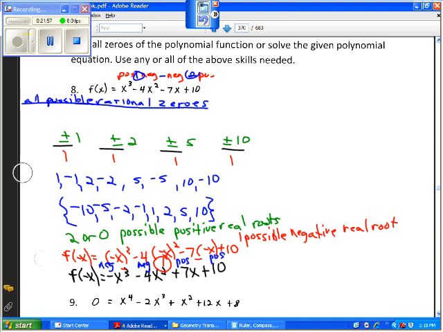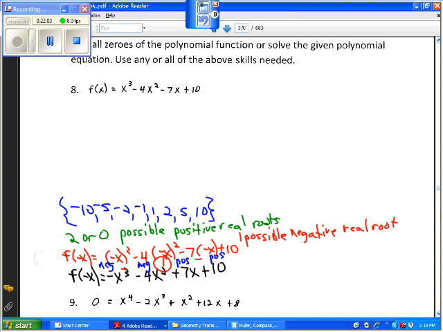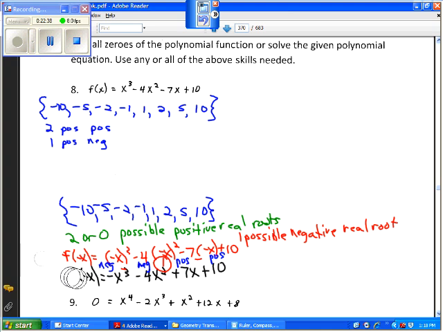Now, what I'm going to do is clean house here just a little bit. And I'm going to write all my possibles up there again, just so we'll have it. Negative 10, negative 5, negative 2, negative 1, positive 1, positive 2, positive 5, positive 10. I know that there are 2 possible positive and 1 possible negative, and because of that, I'm going to begin my trial and error with possible positives. Somebody good with me so far? Okay.